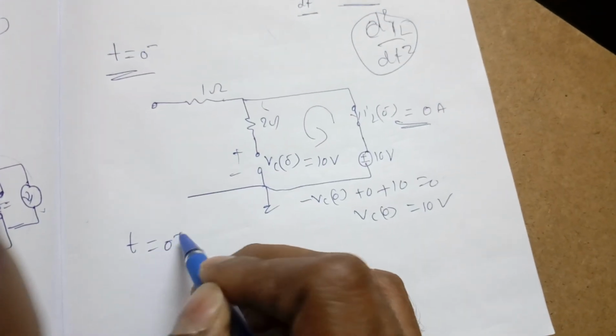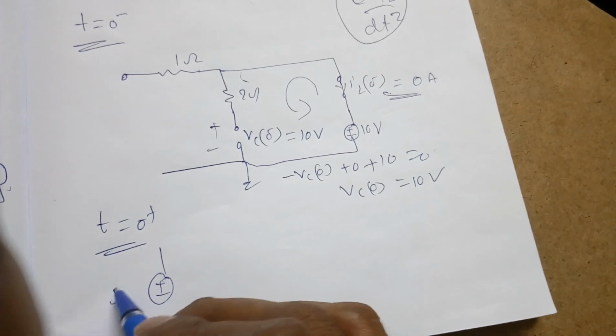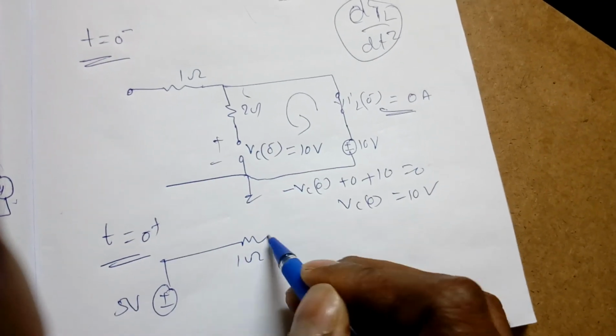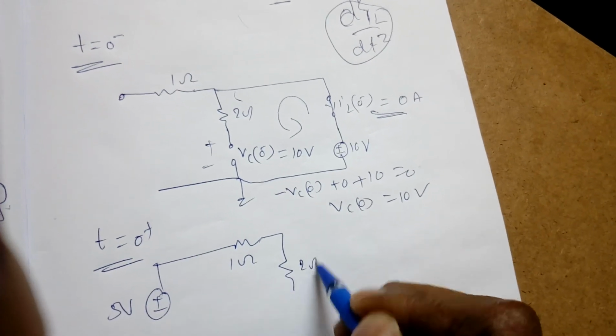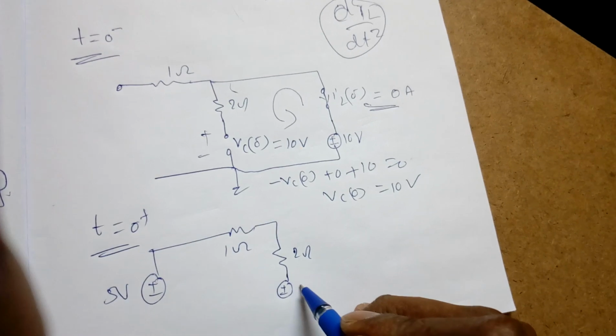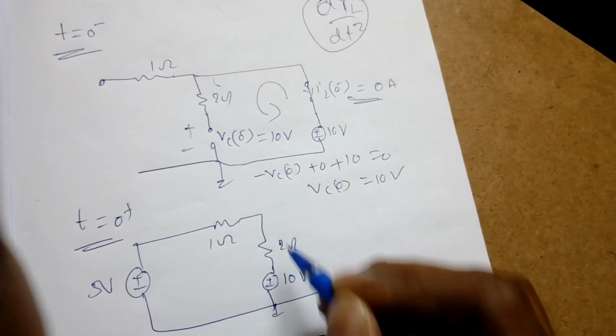But he asked at t equal to 0 plus. So now draw the circuit at t equal to 0 plus. At t equal to 0 plus, the switch is now becoming closed. So now 5 volt source will exist now. 5 volt, 1 ohm, 2 ohm, and the capacitor will become short circuit but with initial voltage. So initial voltage is 10 volt, then it will become a short circuit.